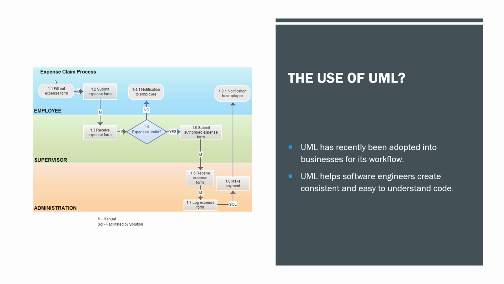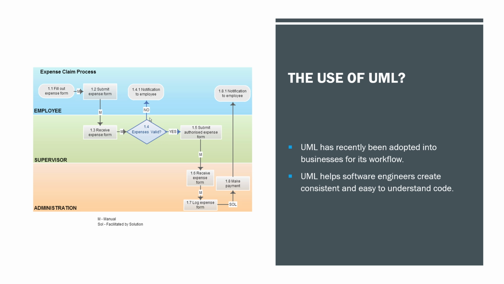For this business flow, we have three different categories: an employee category, a supervisor category, and an administration category. The way this flows is like a flowchart, but these relationships also show what's going on. Starting off here, the employee fills out that expense form. Sorry about that notification down there. And then we submit that expense form to the supervisor. That supervisor will receive that expense form, and then we come to this diamond.